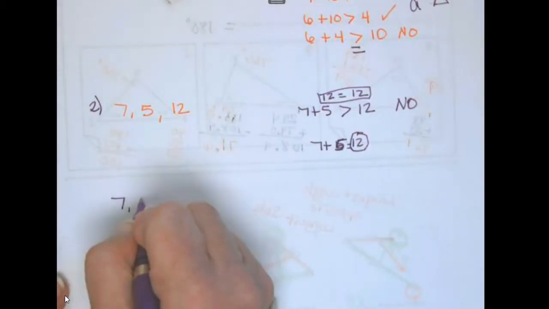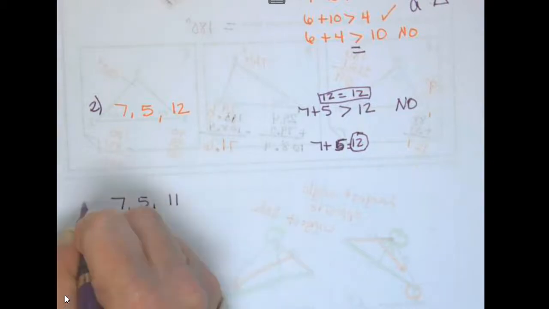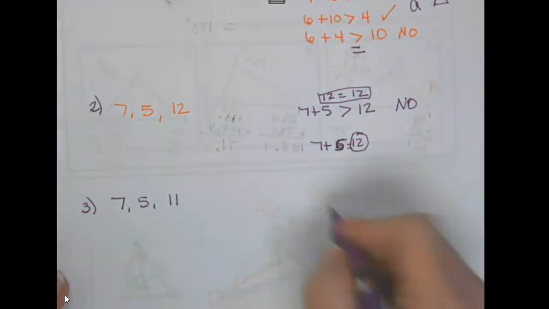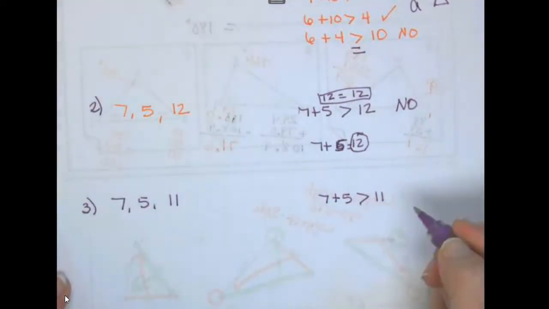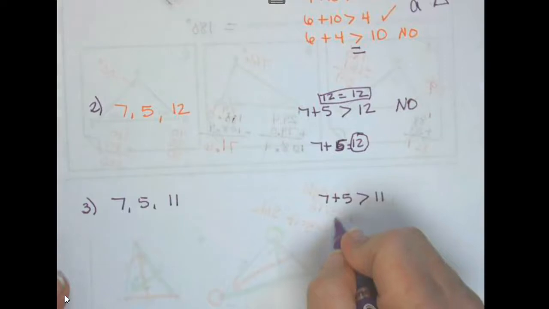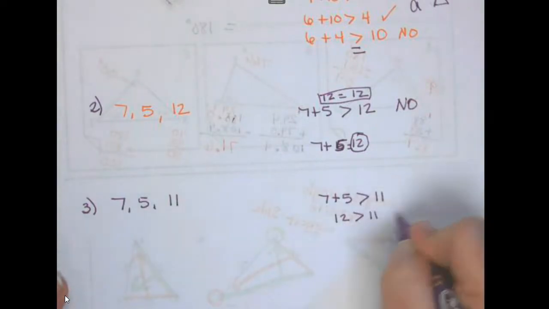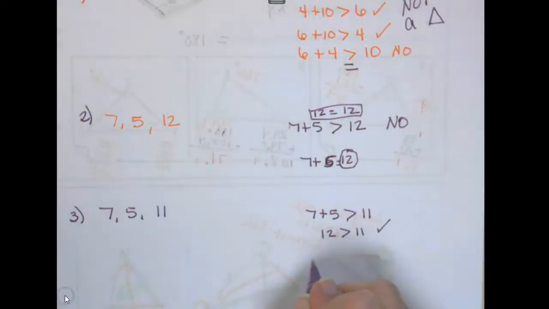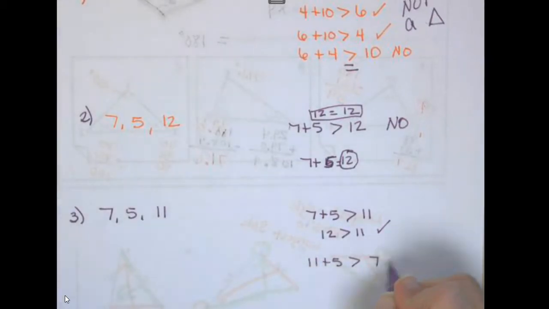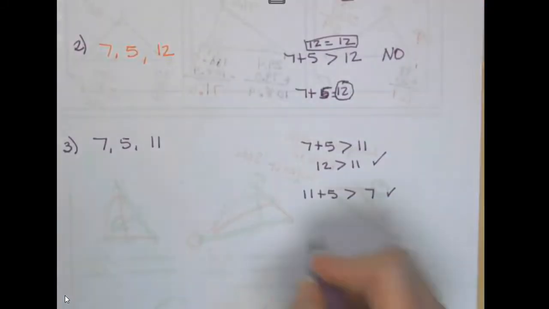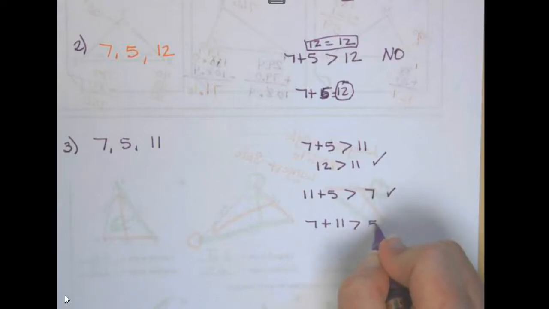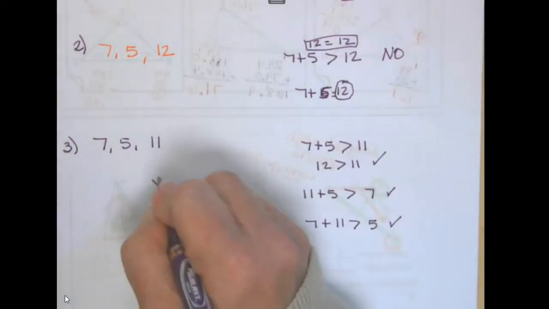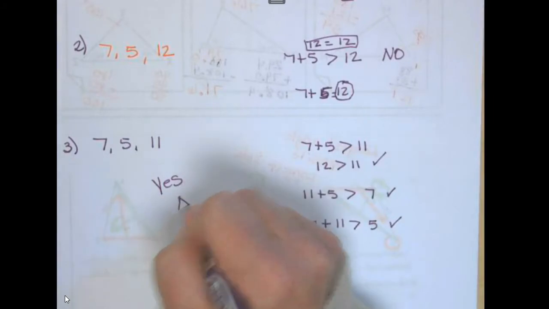So 7, 5, 11. 7 plus 5, is it greater than 11? 7 plus 5 is 12, and 12 is greater than 11. 11 plus 5, is it greater than 7? Yes. 7 plus 11, is it greater than 5? Yes. So this does form a triangle.